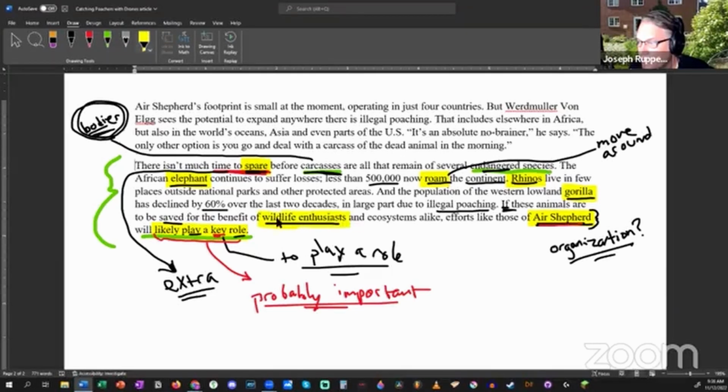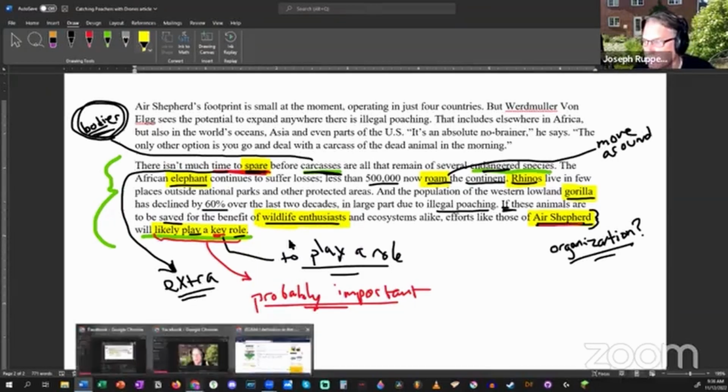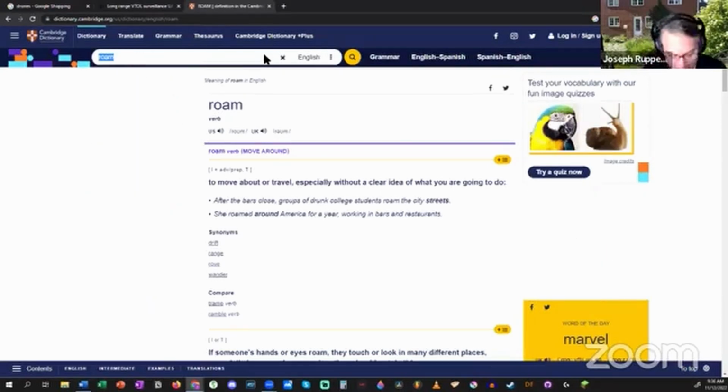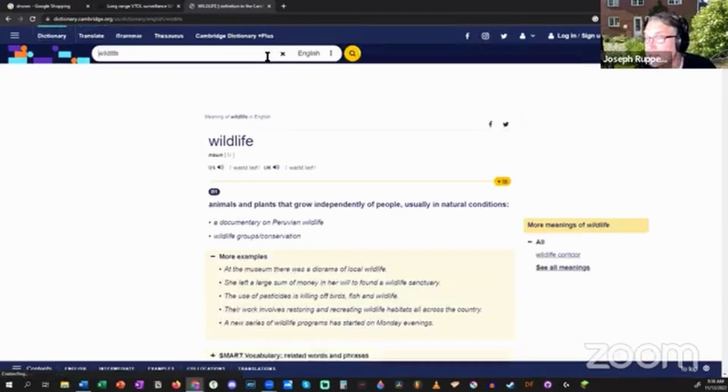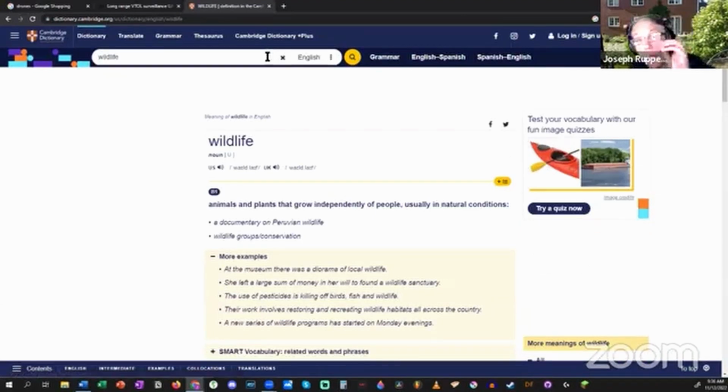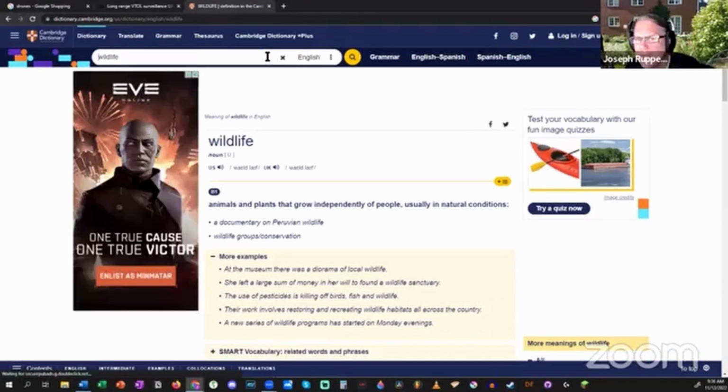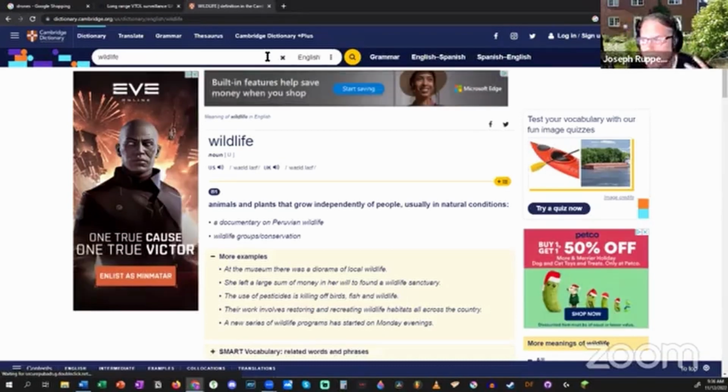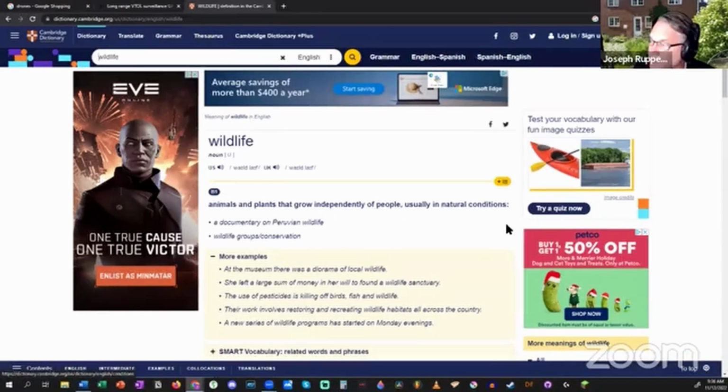Wildlife enthusiasts. I just wanted to mention this quickly. So the word wildlife just means animals in general, wild animals, as opposed to pets like cats and dogs that live with you in your home. That is not wildlife. The word wild means you don't own them. Plants and animals that grow independently of people, usually in natural conditions. So that's wildlife.